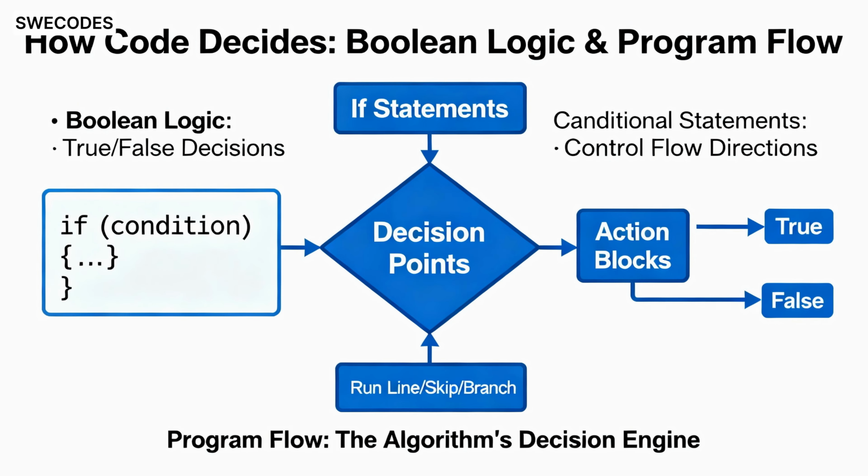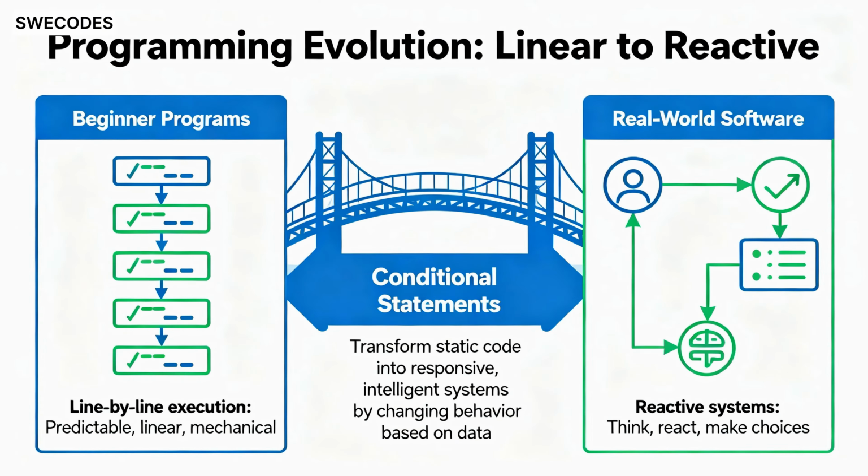Ever wondered how your code decides what to do next? That split-second decision, whether to run a line, skip it, or branch in a new direction, comes down to one simple idea: Boolean logic. We'll break down how conditional statements and Booleans control program flow, the true decision-making engine behind every algorithm. Up until now, most beginners write programs that execute line by line, predictable, linear, mechanical.